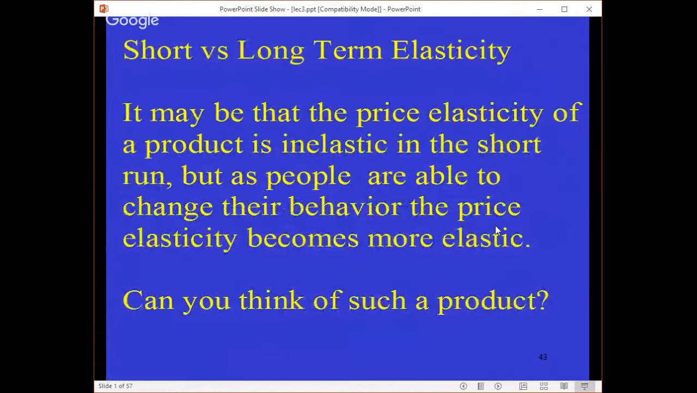Short versus long-term demand: we talked about gasoline. It might be that the price elasticity of the product is inelastic in the short run, and in the long run, we buy it. The truth is, I haven't seen a Tesla in Puerto Rico. I've never seen one out on the street. But I know on the two coasts they're getting a little more popular. I've never seen a Tesla, but I have seen hybrids here. I've never seen an electric car. Does anybody see one or have one? I know someone with a Chevy Volt.